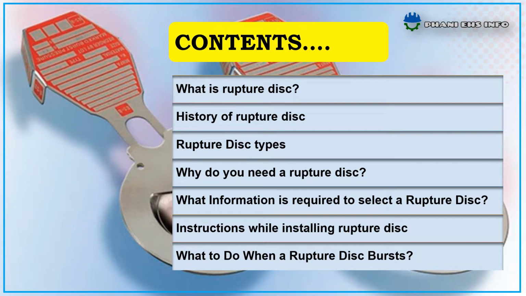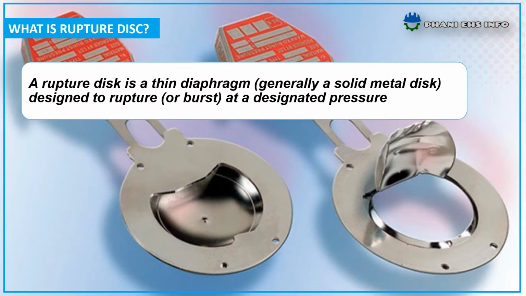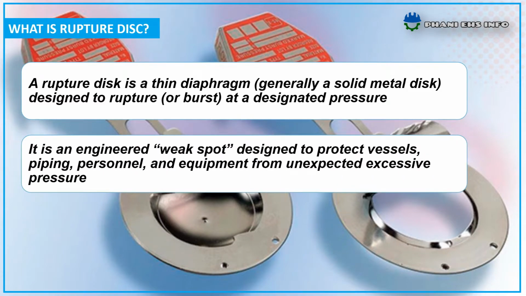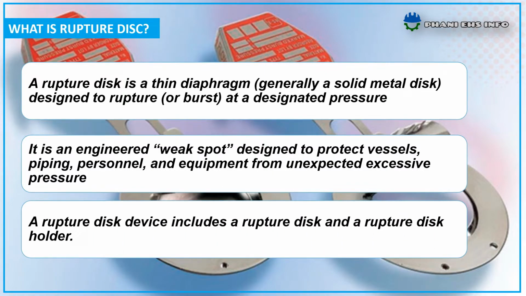The first one, what is a rupture disc? It is a safety critical equipment. A rupture disc is a thin diaphragm, generally a solid metal disc designed to rupture or burst at a designated pressure. It is an engineered weak spot designed to protect vessels, piping, personnel, and equipment from unexpected excessive pressure. A rupture disc device includes a rupture disc and a rupture disc holder.